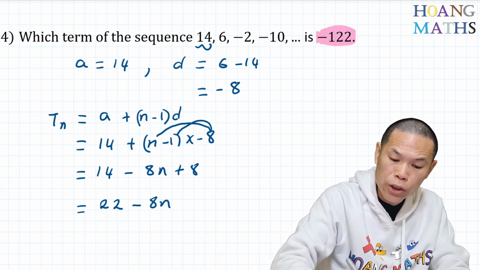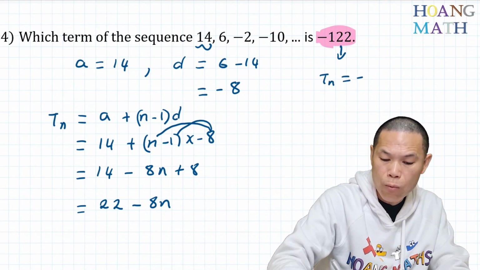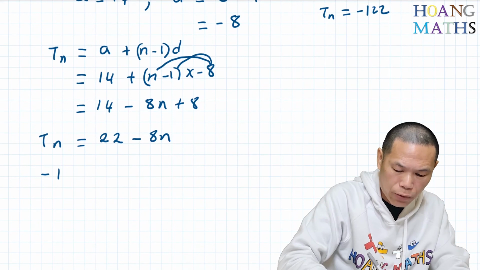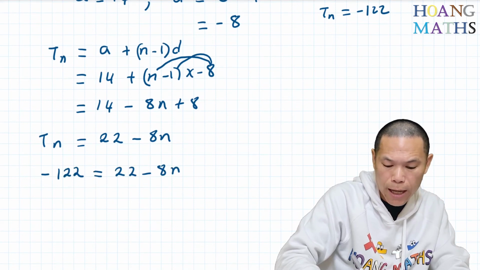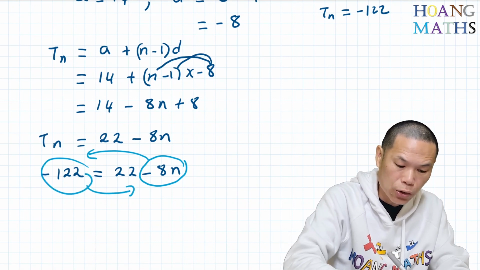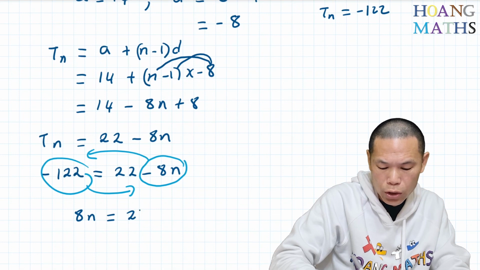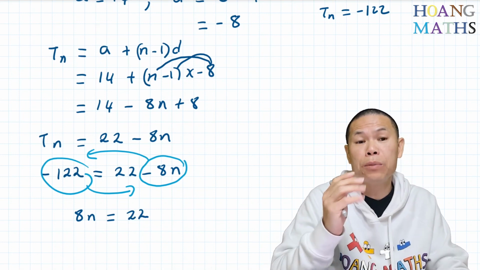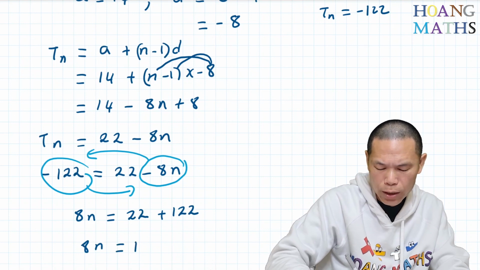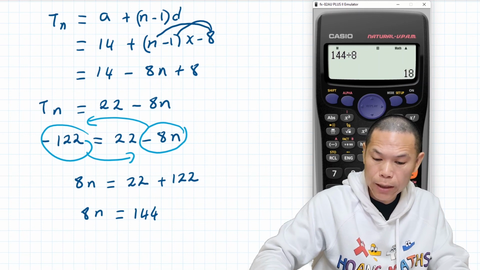Now we need to find n, which gives me negative 122. In other words, this one here, Tn is negative 122. And this is T of n. So now we just replace with that. So now negative 122 is equal to 22 minus 8n. So now what I do, easier, I move this on this side. And then this, I move on that side. So this means that negative 8n becomes positive 8n. So 8n is equal to, so 22 and negative 122, move on this side, it becomes positive or plus if you like. So plus 122. So 8n is equal to 144. So what I do now is just go 144, I divide by 8. So that gives me 18.